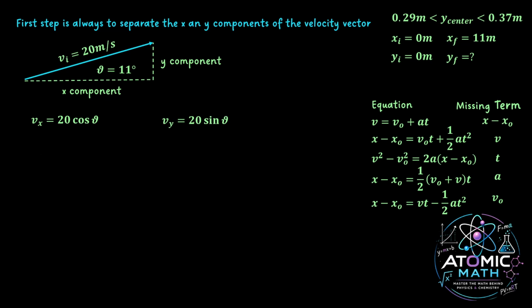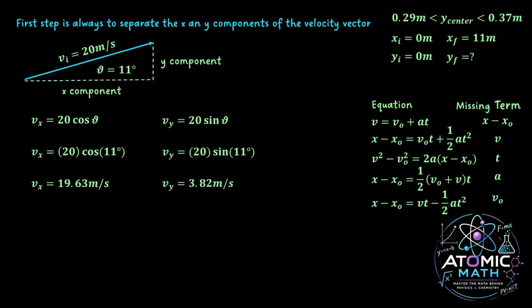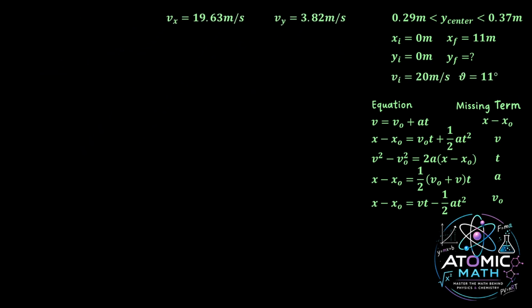So for the Vx, we're going to do 20 cos 11, and we're going to find an x component of 19.63 meters per second. For the y component, we're going to do 20 sine 11 degrees, and we're going to end up with 3.82 meters per second. So now that we've split our vector into our x and y components, now we can start working the problem.